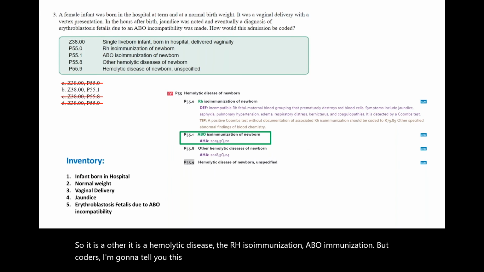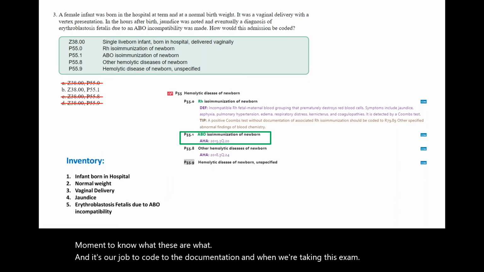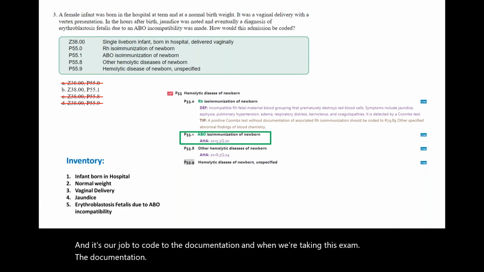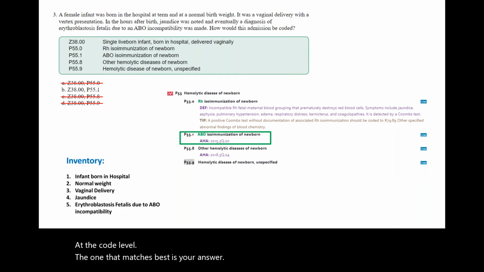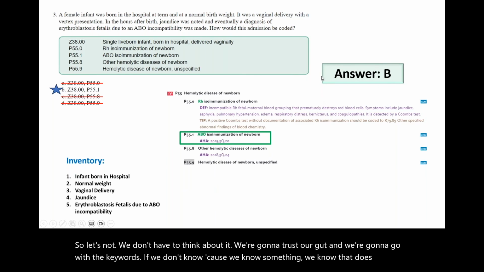But coders, I'm going to tell you this. This is not your moment to know what these are. You know what you know, and it's our job to code to the documentation. When we're taking this exam, the documentation and the keywords, at the code level, the one that matches best is your answer. So we don't have to think about it. We're going to trust our gut and go with the keywords if we don't know, because we know that does work. So B is your answer.